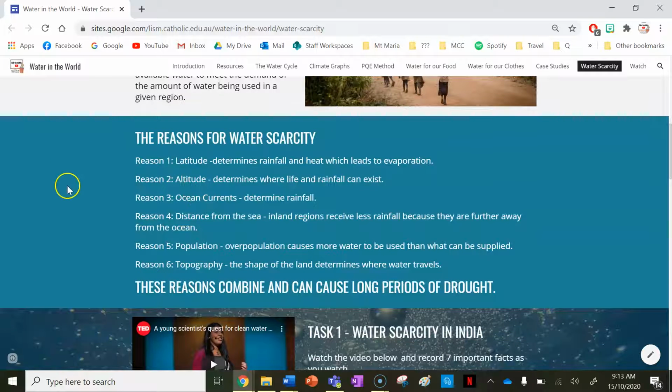So these are the reasons that cause water scarcity. So reason number 1 is latitude. So how far north or south of the equator you are. So this determines rainfall and heat, which leads to evaporation.